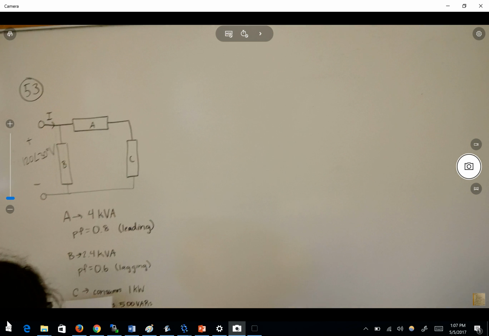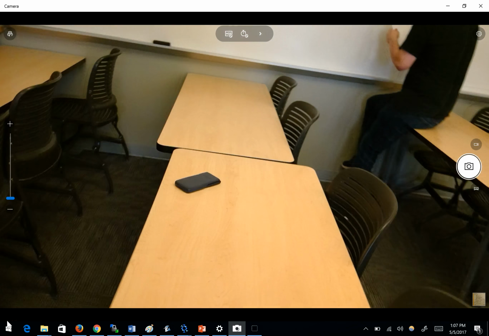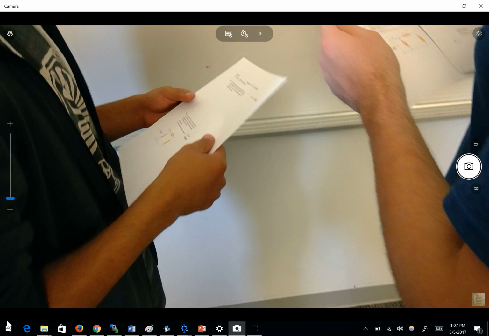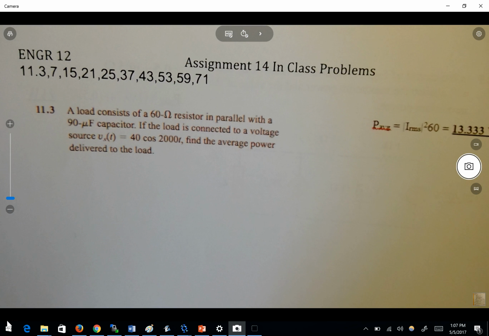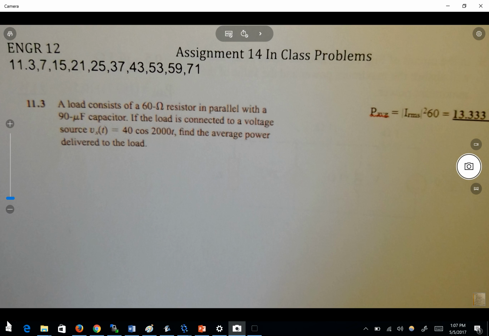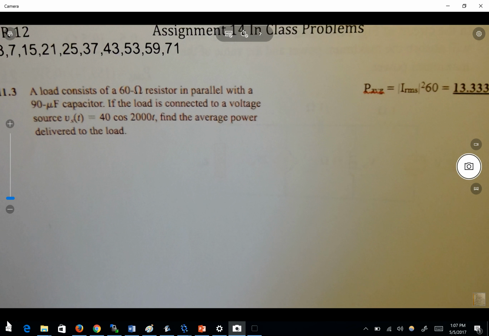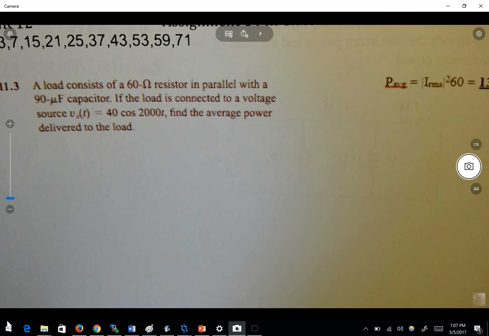Okay, so Emma's doing number 53. Our average power for a resistor is V squared over 2R, right? If it's V magnitude, are they talking RMS? Which one are you doing? I'm doing number 11.3. So the load consists of a voltage source. Yeah, they're giving you the magnitude. Find the average power delivered to the load. So it's just V squared over 2R, right? Yep. What does that capacitor have to do with anything?